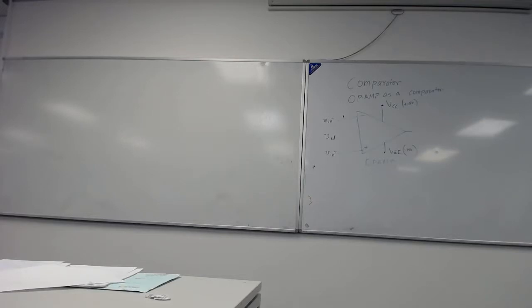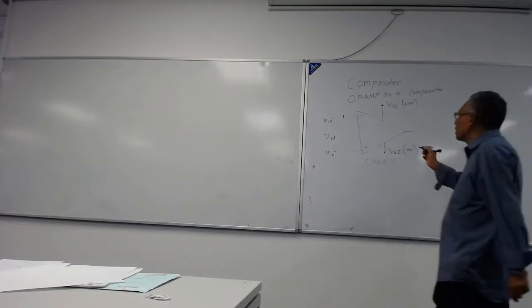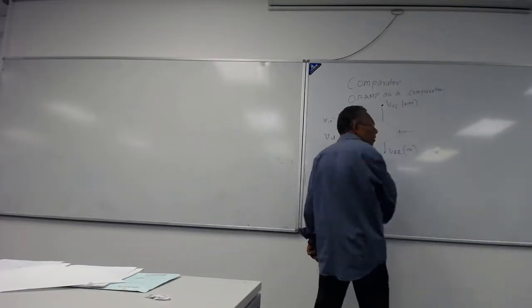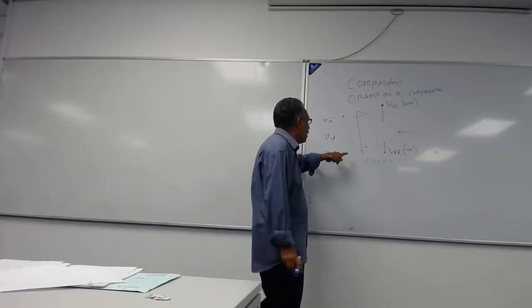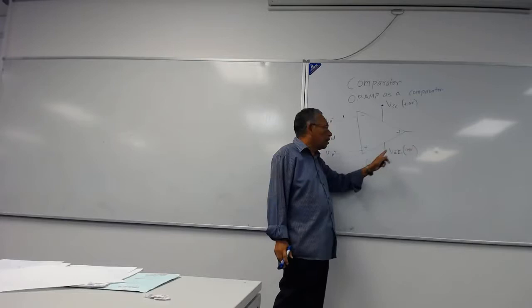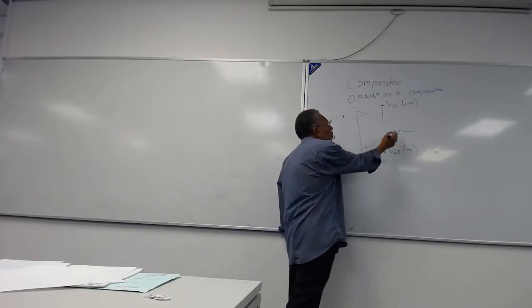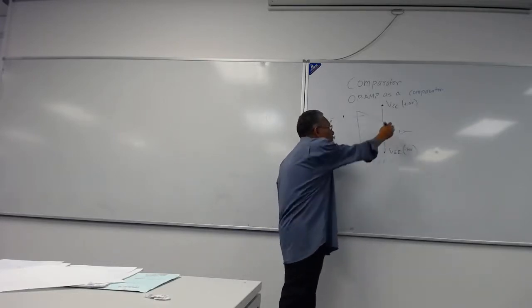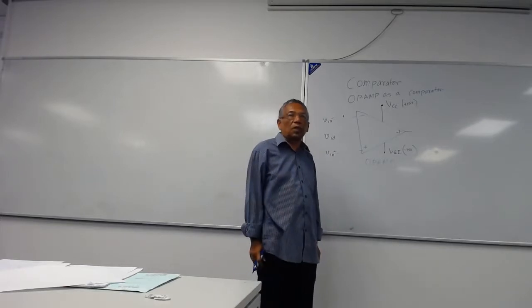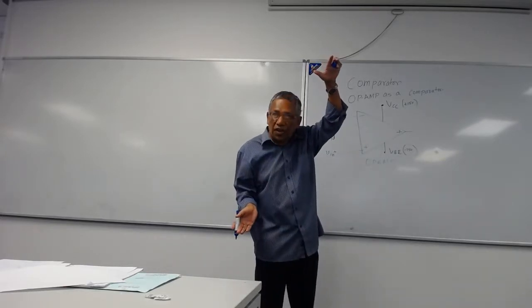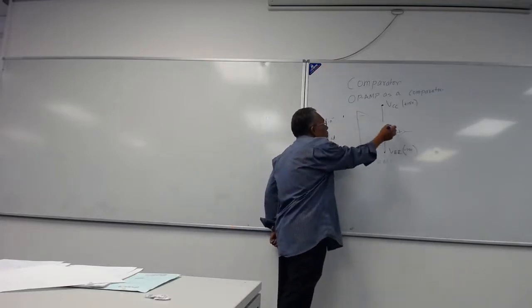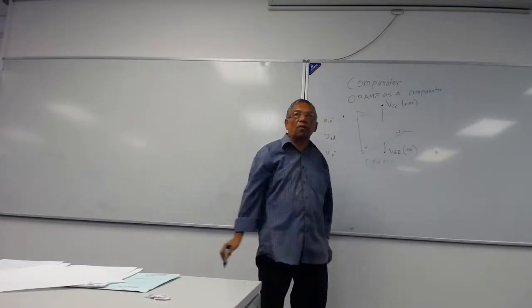So the sign of this terminal, which no textbook gives, is actually a plus. That means the relation between this terminal and this terminal is plus. If this goes up, this will go up. If this goes down, this will go down. And the relation between this and this is a 180-degree difference. If this goes up, this will go down. If this goes down, this will go up. That's the relation.